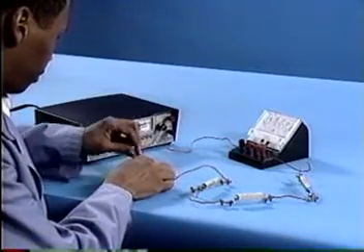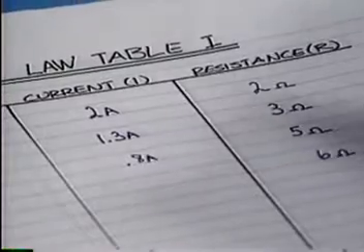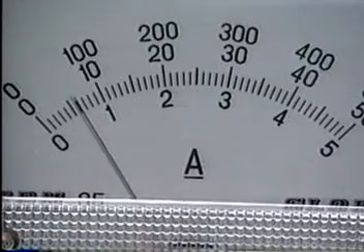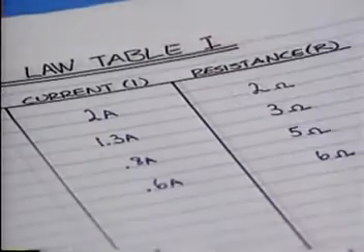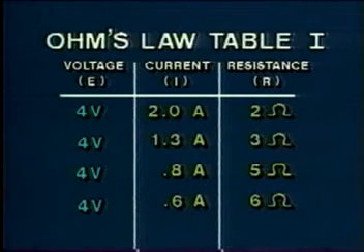Open the circuit and add the final resistor. Add the ohm figure to your table, then close the switch. The ammeter is reading between 0.6 and 0.7 amperes. Now that you've filled out 4 lines of data on your table, let's analyze the results.